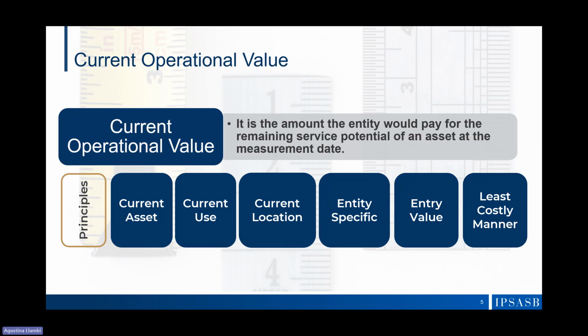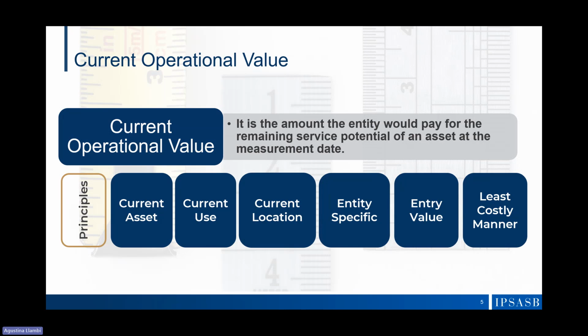A good example that I like to use is a fleet of vehicles that an entity needs to purchase, right? But let's say there's a smaller entity, and that smaller entity only needs to buy one vehicle as opposed to the larger entity. So because current operational value is an entity-specific value and it's the least costly manner, it needs to take into consideration what is the least costly manner that the entity can access that.